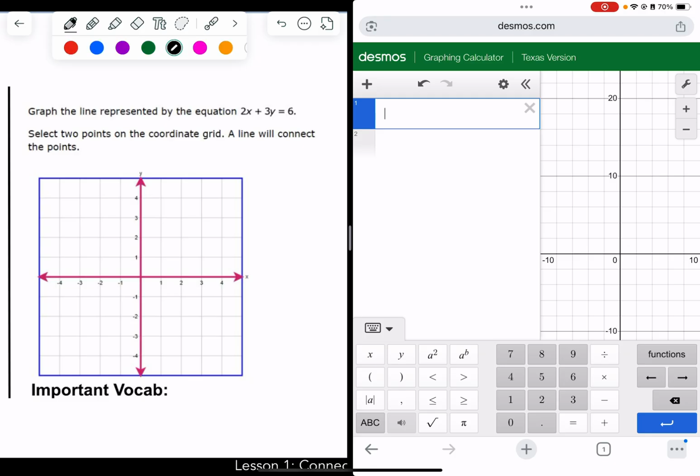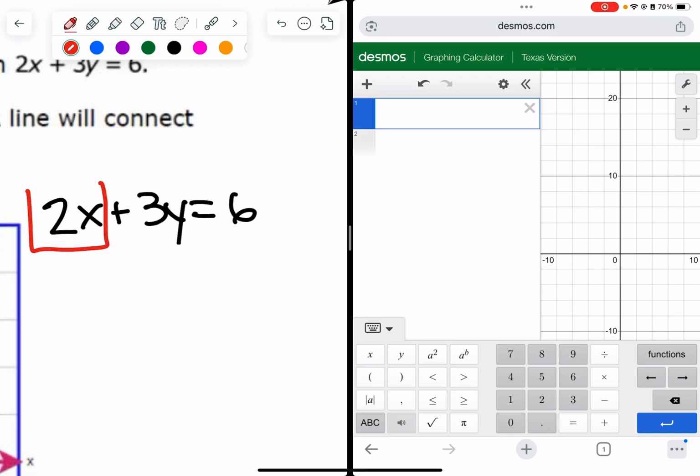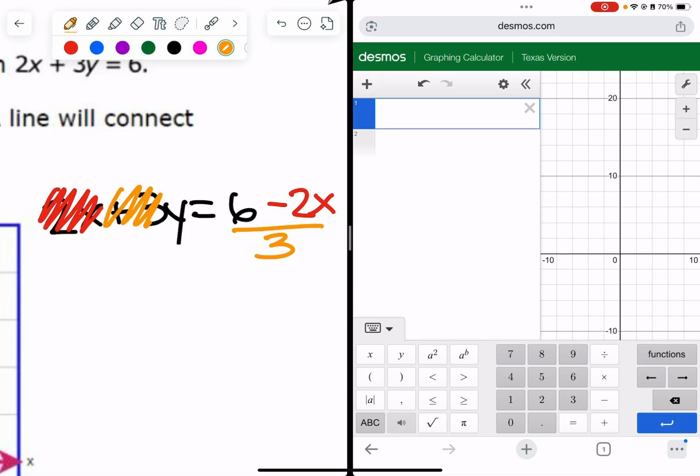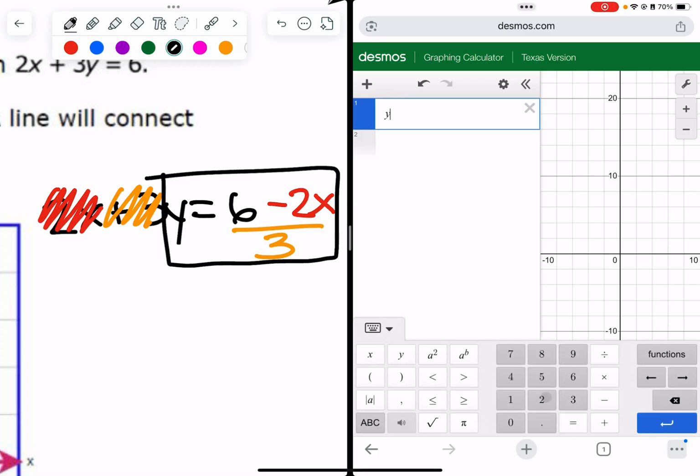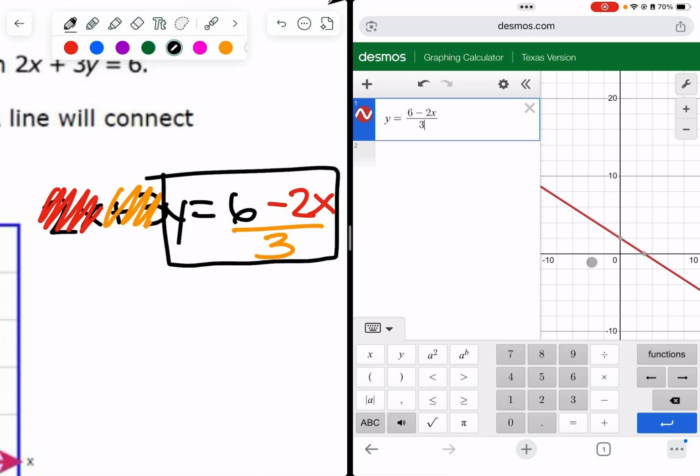To do that, we have to solve for y right here. So we have 2x plus 3y equals 6. I have 2x. The opposite of a positive 2x, because there's no sign, the opposite of a positive is a negative 2x. Then I have the 3 in front of my y, so I'm going to divide by 3. So I'm going to graph this part right here. In my Desmos, I'm going to graph this. We have y equals, to get the big fraction, the symbol right here, 6 minus 2x, over 3.